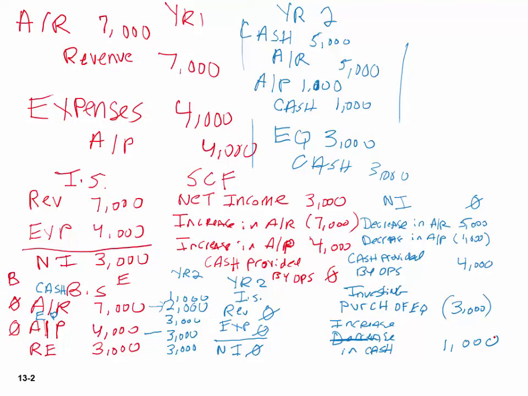Okay. Yes, sir. Say what? No, I got $1,000 of cash because I got $5,000 of cash in accounts receivable I collected. I paid a bill of $1,000. That left me with what? That left me with $4,000 of cash. And then I went ahead and bought some equipment for $3,000. I ended up with $1,000 cash. Right?